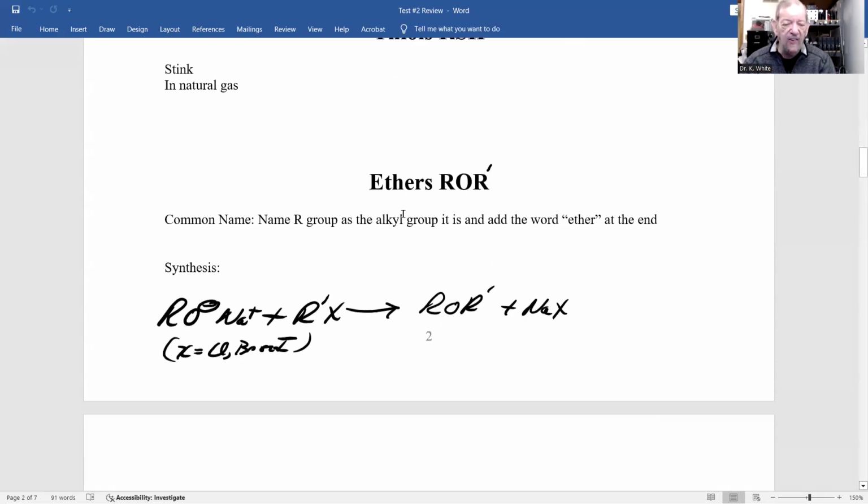All right, next I talked about ethers. R group, oxygen, R prime. Now, I didn't go through the IUPAC name. Nobody ever uses it for smaller common ethers, but the common name is: name each R group as the alkyl group it is and add the word ether at the end.